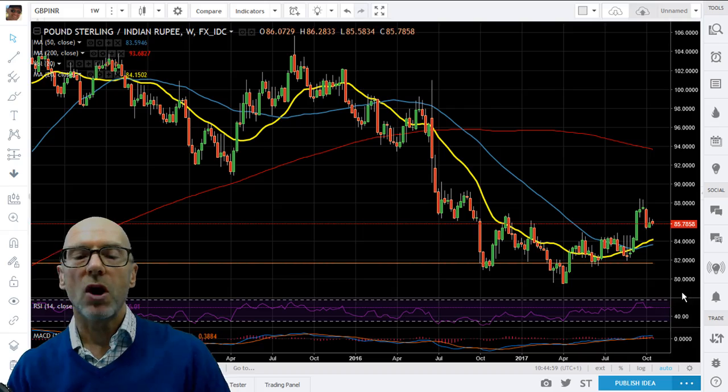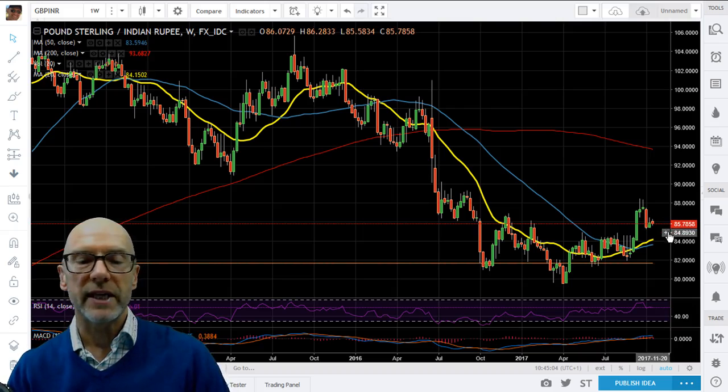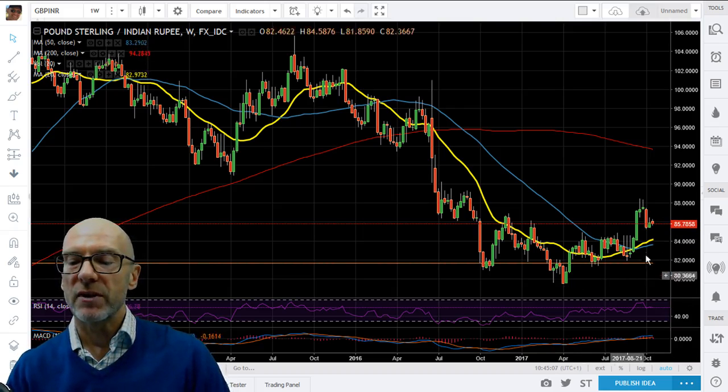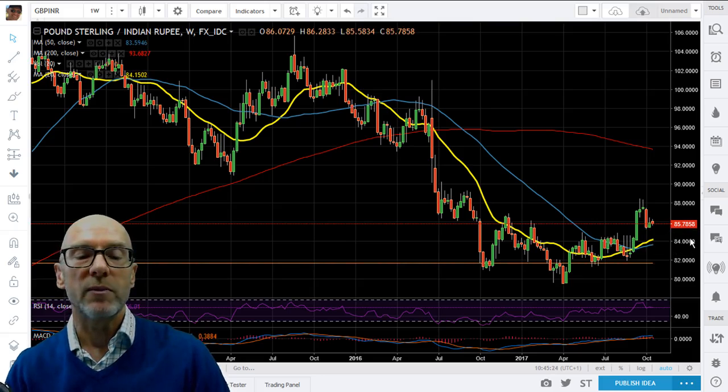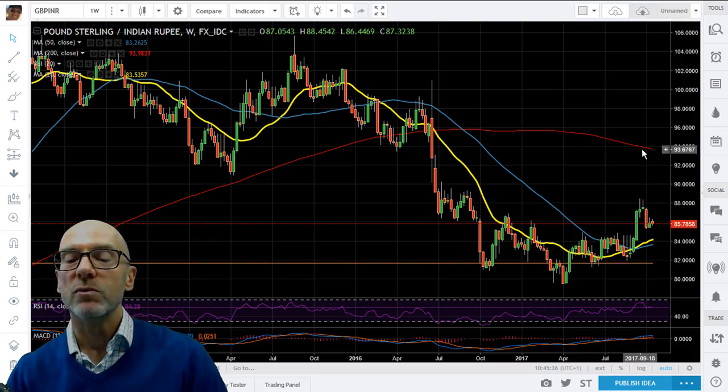So here we're starting on the weekly picture. Each candle represents 1 week's trade. And you can see that the pound had a very good couple of weeks at the start of September, and it's now consolidated. It got slightly overbought. It's coming back. There is support coming in at the 84, and the 20-week moving average is at 84.15 with the 50 at 83.59. So generally the picture is okay. The 200 week is moving down, but that's a long way away.